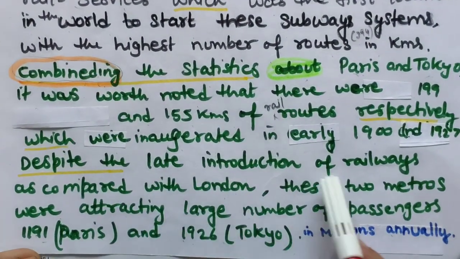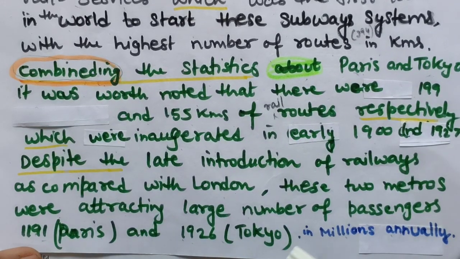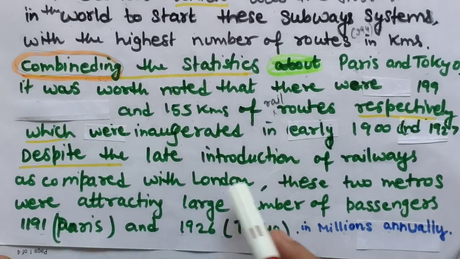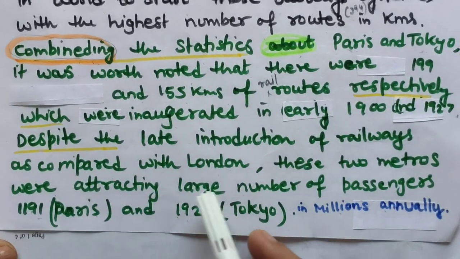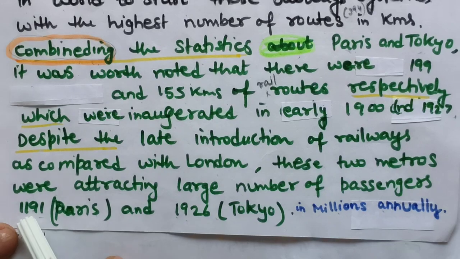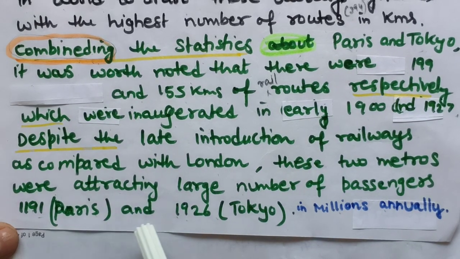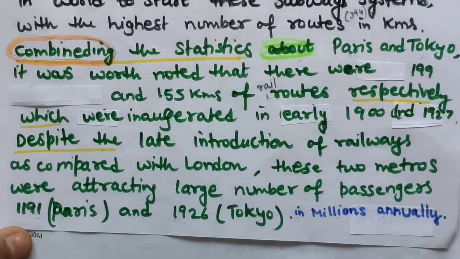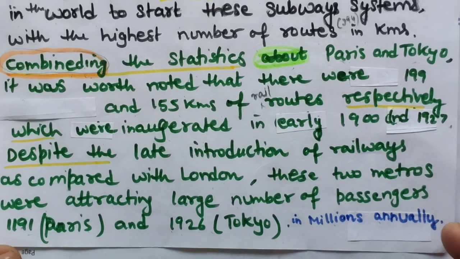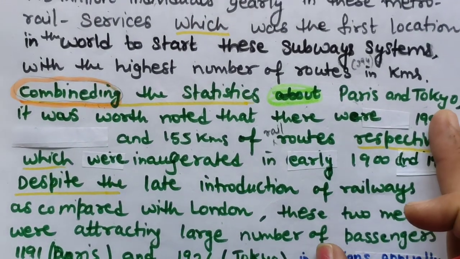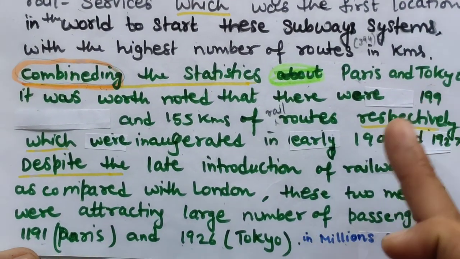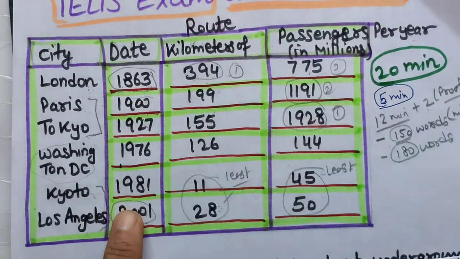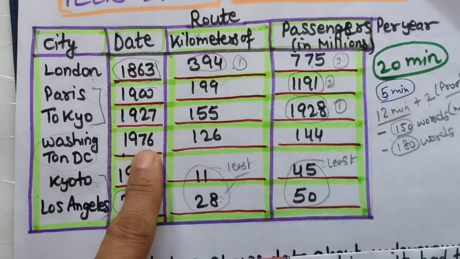Despite the late introduction of railways, now I am highlighting something important. Despite the late introduction of railways as compared with London, these two metros were attracting a large number of passengers: 1191 Paris and 1926 Tokyo in millions annually. Okay, so this way you can combine the data with two things. In green you can just notice it. Now coming to the last one, and in one sentence you can talk about Washington DC.